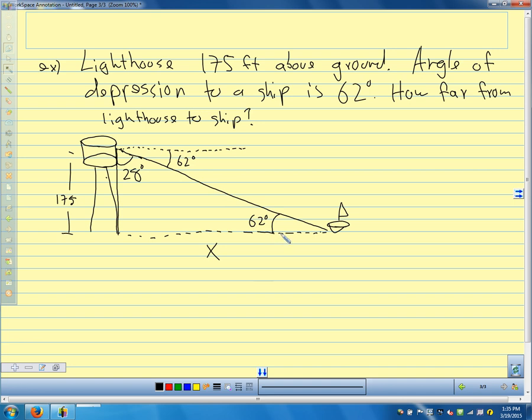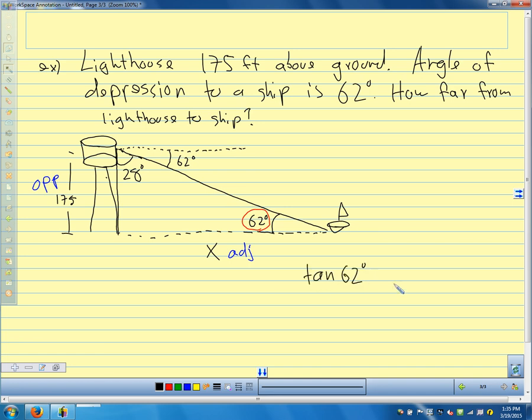So what we see here is the angle of elevation from the boat to the lighthouse is the same as the angle of depression from the lighthouse to the boat. Those two angles are the same. This would be our angle of elevation. So we can use either of those angles to figure out the x, this side of the triangle. So let's use that one and label our sides. X, opposite, adjacent, or hypotenuse? Adjacent. 175, opposite. Which trig ratio tells us about opposite and adjacent? Tangent.